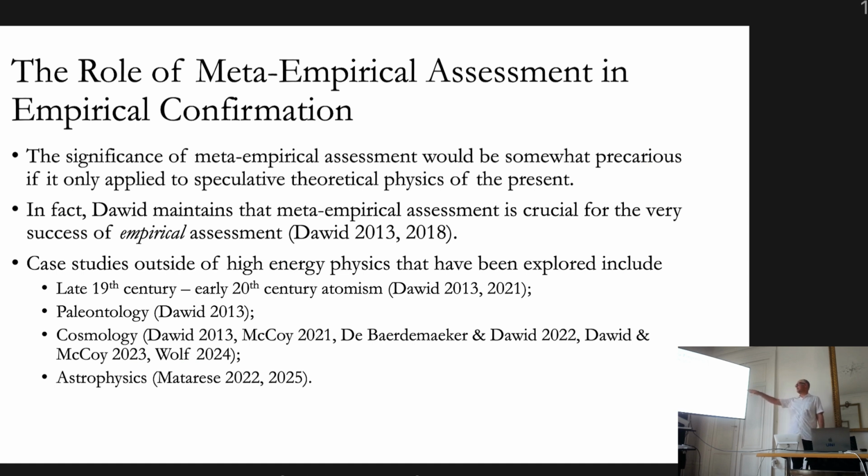One that he likes particularly is late 19th and early 20th century atomism. He thinks the success of atomism depended on meta-empirical arguments. He considers paleontology very briefly in the book. There have been several papers now about cosmology, both by him and me in collaboration, also about MOND, and inflation, especially a covering paper by us. William Wolff has written a paper about this, and it's applied in astrophysics in a couple of unusual cases, like the Oumuamua asteroid, or I'm not sure what they decided it was, by Matarese. So I think more of these kinds of case studies are helpful to understand how meta-empirical argumentation could be applied in the history of physics.